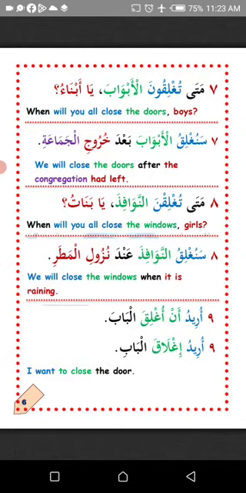سنغلق الأبواب بعد خروج الجماعة. We will close the doors, بعد خروج الجماعة, after the congregation had left.